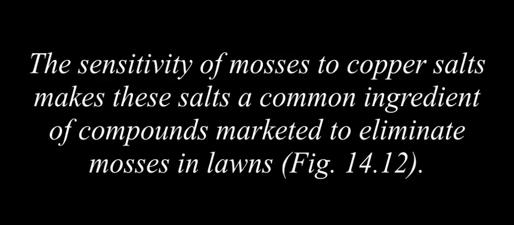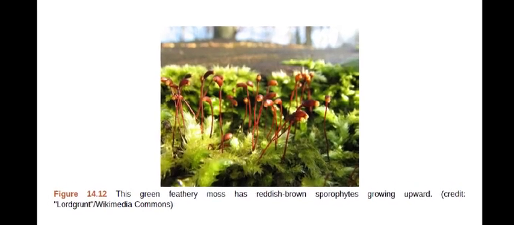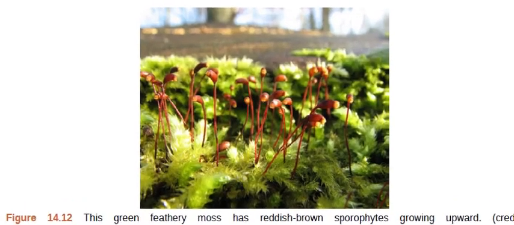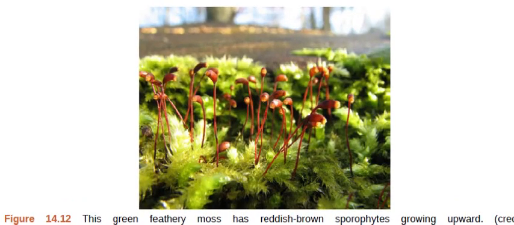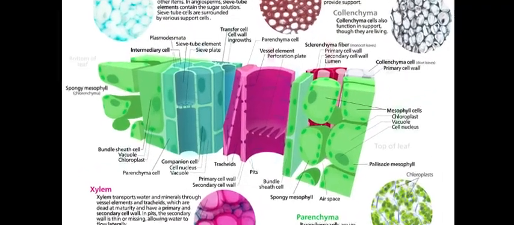Mosses are very sensitive to air pollution and are used to monitor the quality of air. The sensitivity of mosses to copper salts makes these salts a common ingredient of compounds marketed to eliminate mosses in lawns. Figure 14.12. This green feathery moss has reddish-brown sporophytes growing upward. Now on to section 14.2, vascular plants.